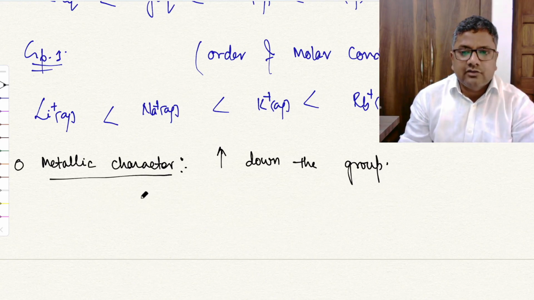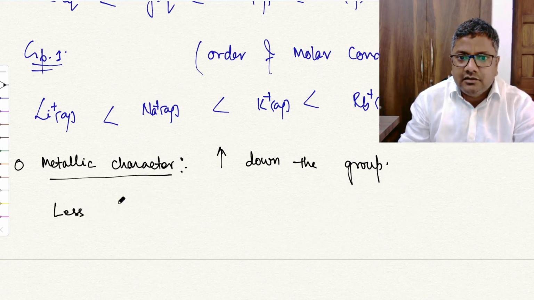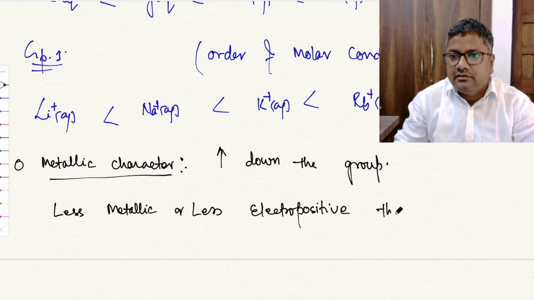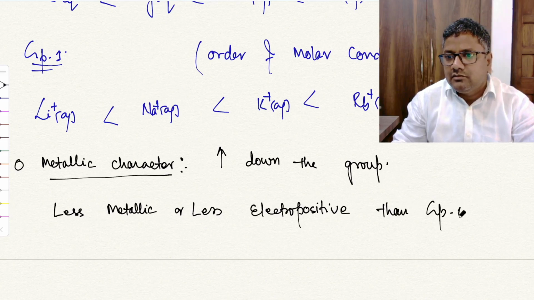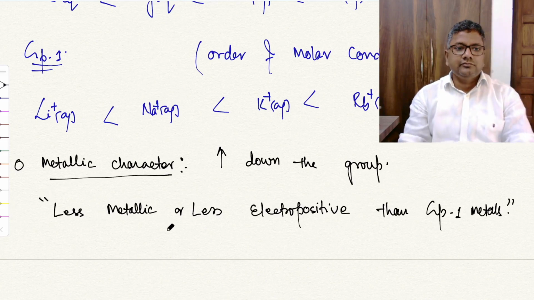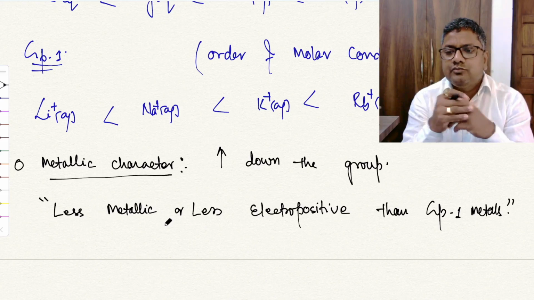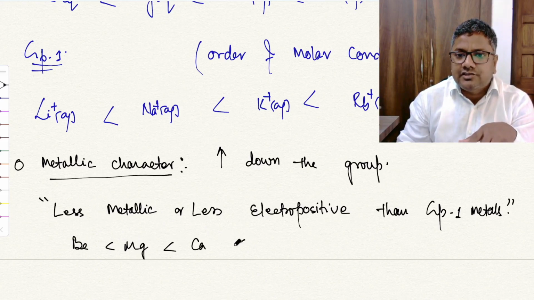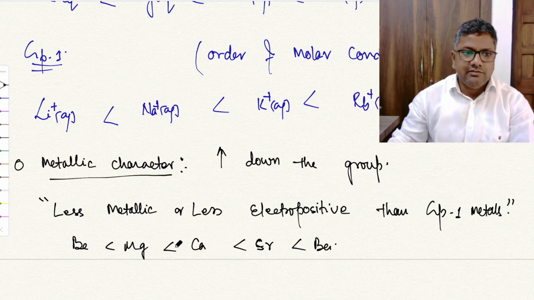They are less electropositive or less metallic than group 1 metals, right? So in this group, the strongest metal you have is barium. So the order, if you want, you can arrange like this: beryllium, magnesium, calcium, strontium, and then barium, right? So this is the metallic character.